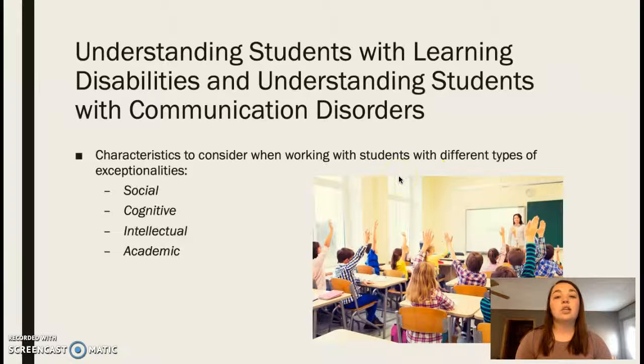Next, we're going to talk about understanding students with learning disabilities and understanding students with communication disorders. So there are some characteristics to consider when working with students with different types of exceptionalities under the special education field. And those are social skills, cognitive development, intellectual skills, and academic skills. So socially speaking, do they interact well with other students? Can they focus? Can they be with other students in the classroom? And then cognitively, how they process things, as well as intellectual, where they're at with their intellectual ability, and then academically, where they stand along the academic guidelines.